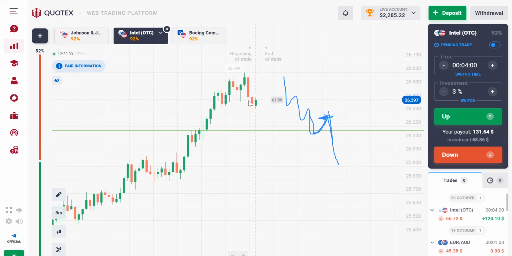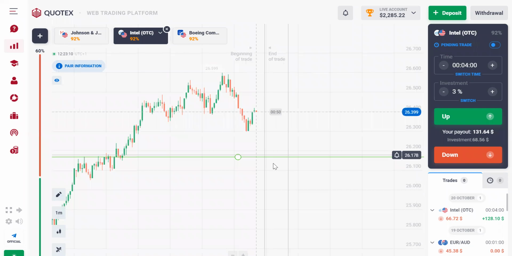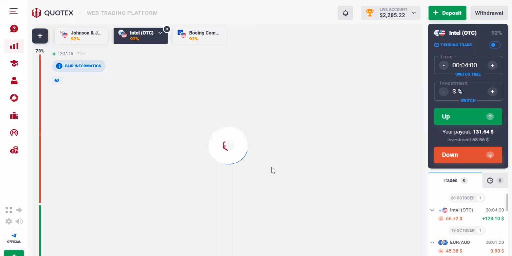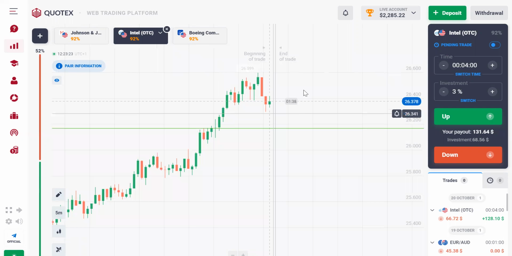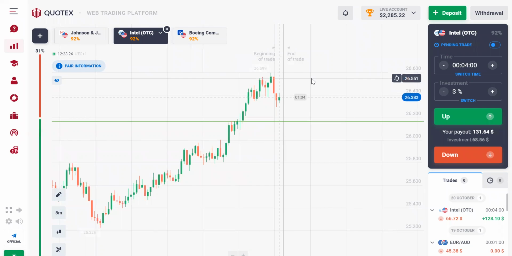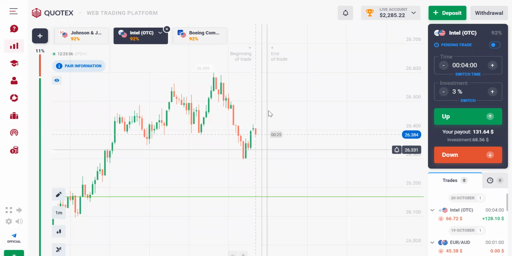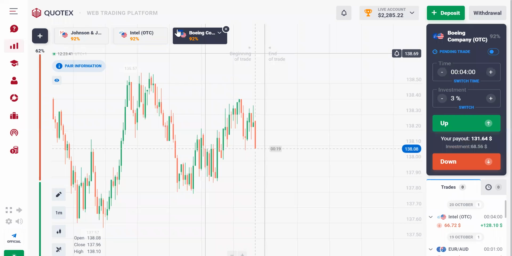And this is the kind of market structure we're having now. We're getting a lower low, lower high market structure here. So I'm looking out for entries. I'm just looking out for a good entry before I take the next trade. But looking at the 1 minute chart, I'm yet to get a clear understanding of where the market wants to go. So I'll wait on that one.